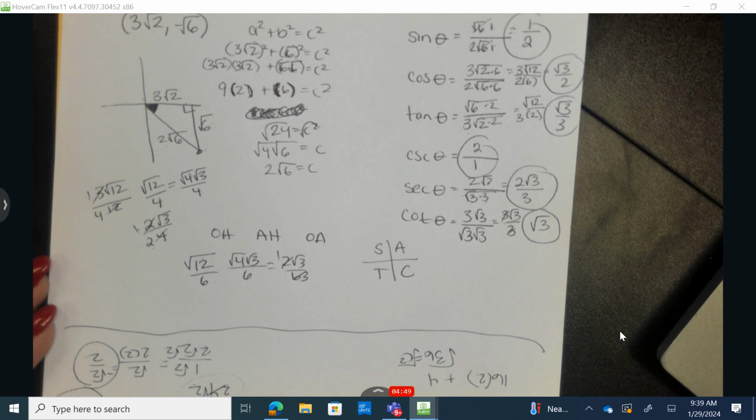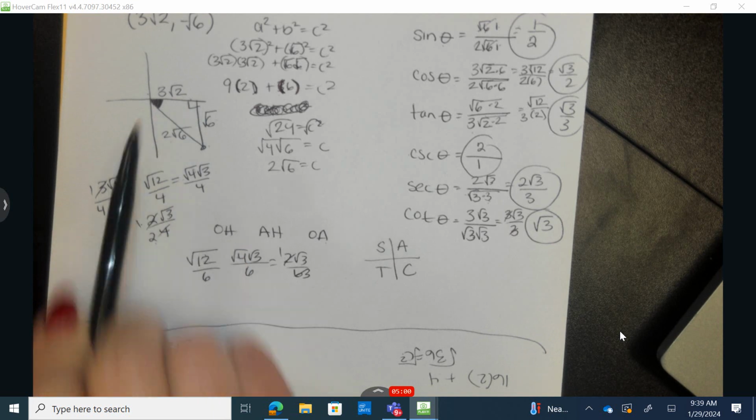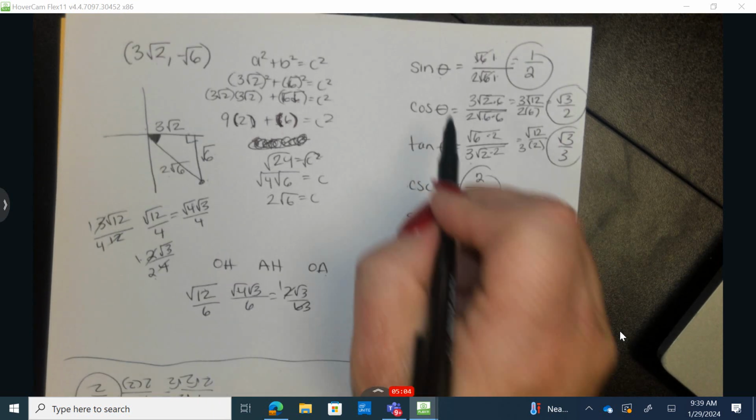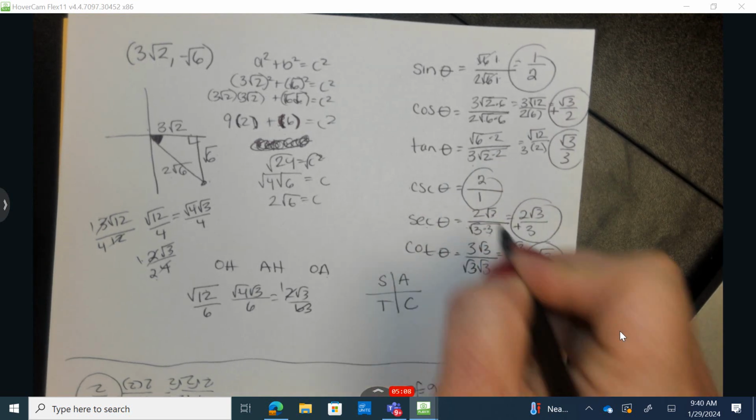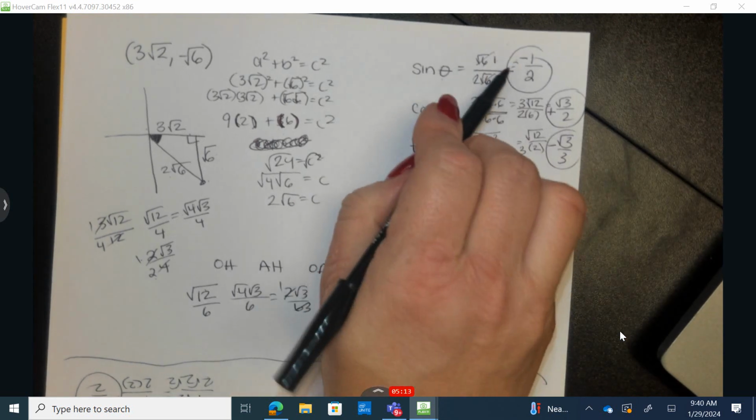Okay, now let's go back and determine the signs here. We want to use that acronym, "All Star Trig Class." That will be important. So this is in quadrant 4. In quadrant 4, only the cosines are positive. So cosine is positive, and its reciprocal is positive. Everything else has one negative. Now where that negative is placed is up to you. It can be the top, the bottom, or in the middle.